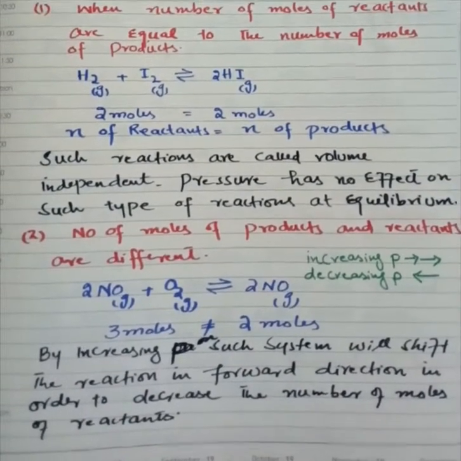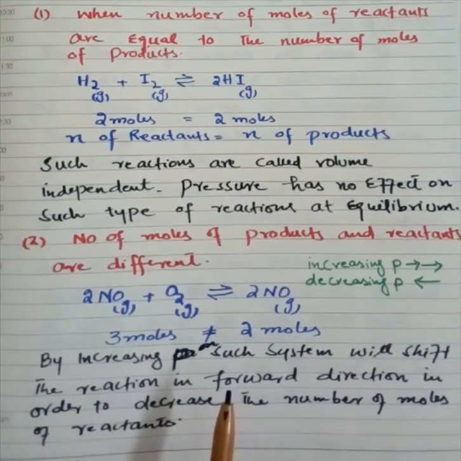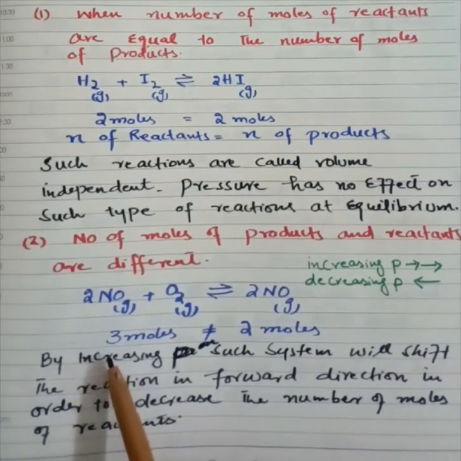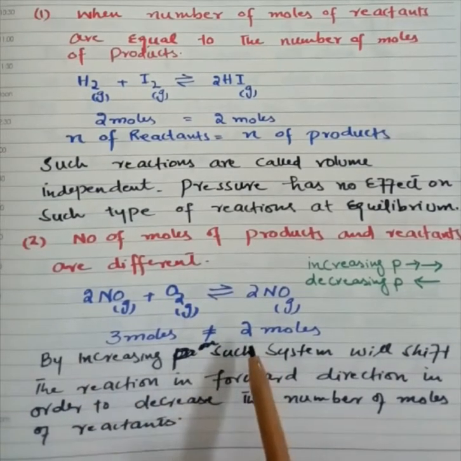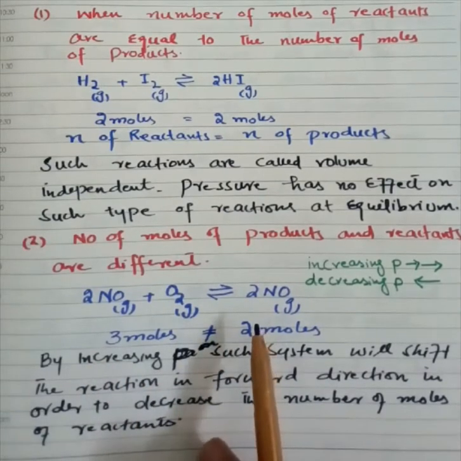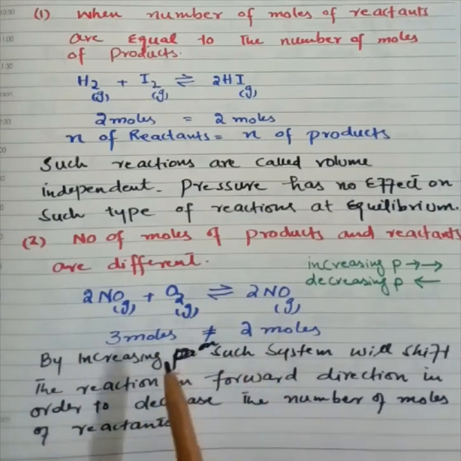I have written a generic reaction: nitrogen oxide reacts with oxygen to form NO. If we see the number of moles, the number of moles on the reactant side is 3 and the number of moles on the product side is 2. It means the number of moles of reactants is greater than the number of moles of products. In such cases, once we increase pressure, the reaction will move in the forward direction in order to minimize the number of moles of reactants and produce more moles of products, and until that time an equilibrium state will be achieved.